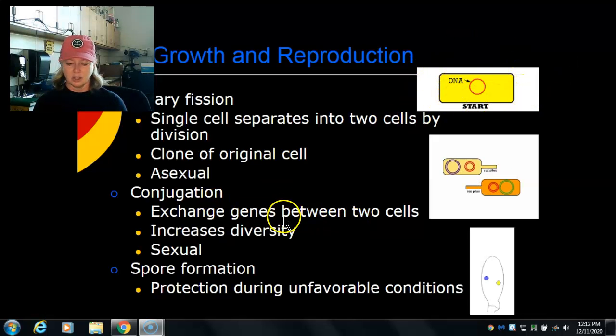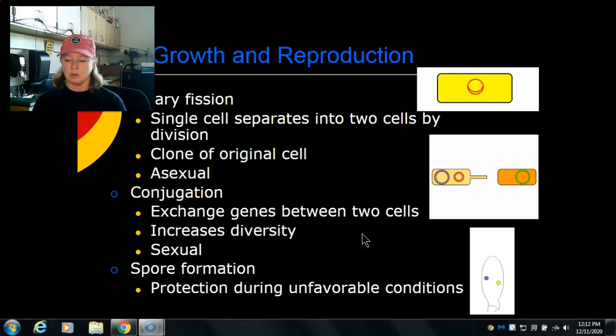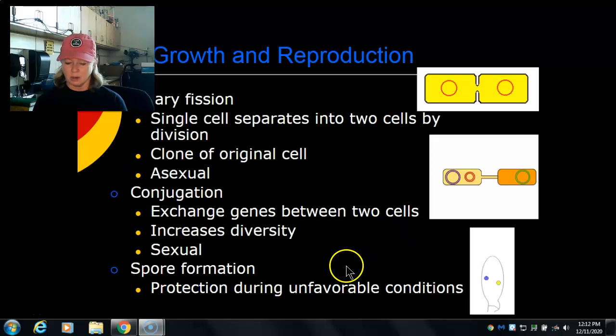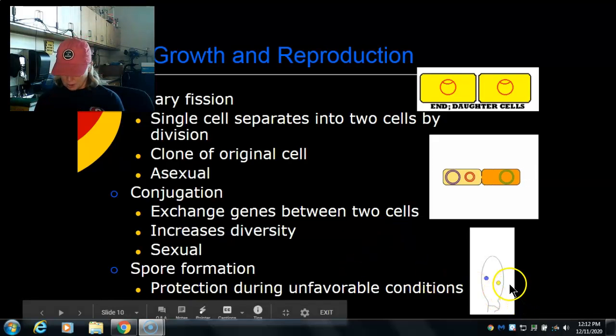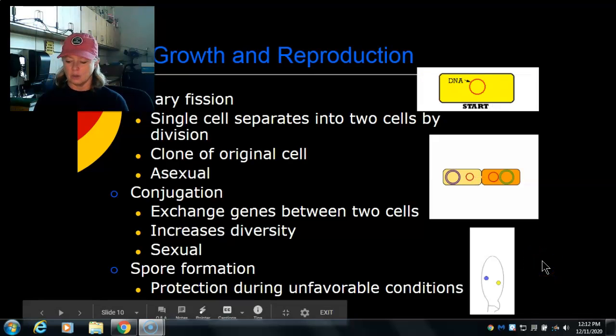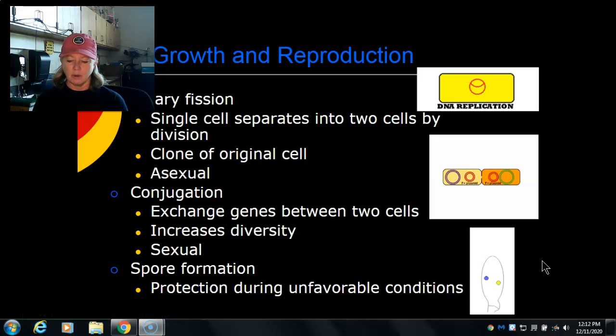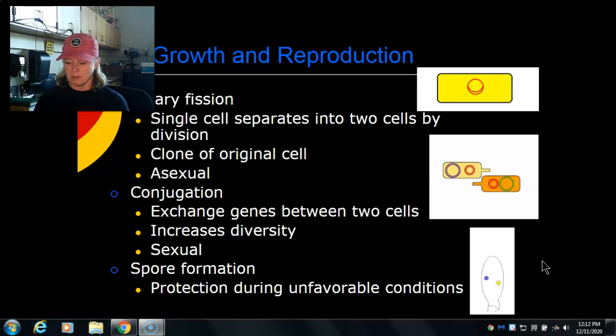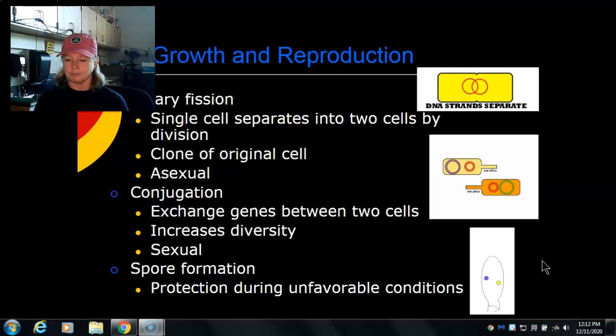You have conjugation, which is where bacteria are exchanging genes between cells. This is the same as that lateral gene transfer that we had in the last unit. And it increases diversity and is considered sexual reproduction because you are exchanging genetic material. And the last one is spore formation, which is a protection that they can undergo to protect themselves in unfavorable conditions. Like if they require moisture and it dries up, they can make spores so that they'll survive.